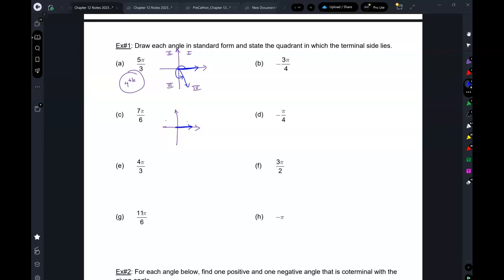What's the next one? 5 pi over 6, right? You go through it in your mind. Okay, so that's not what I want. What's the next one? 7 pi over 6. So I'm over here. Don't forget to do that loop. What quadrant is this in? First, second, third, fourth? Third.